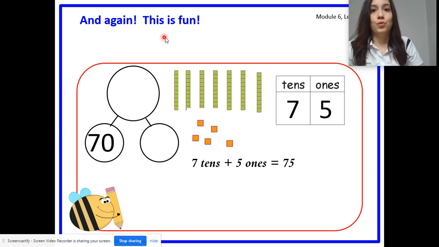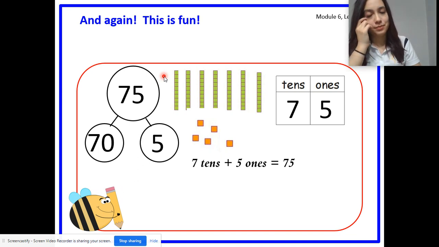Now let's count the ones. Ready? 1, 2, 3, 4, 5. How many ones, boys and girls? Get ready? Yes, 5, so that's our other part. So 70 and 5 make what number, boys and girls? Get ready? Yes, 75. Awesome.